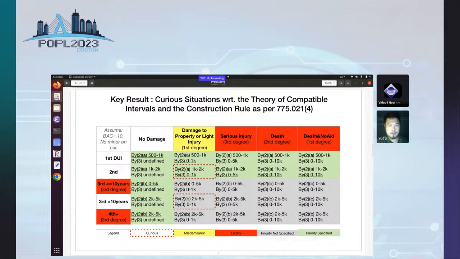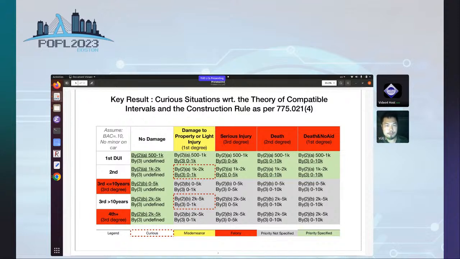We see, for example, we take any one cell you'd like. All of these cells have the same format, saying that by 2A the fine is what, and by section 3 the fine is what. And these are possibly conflicting results returned by the calculation.